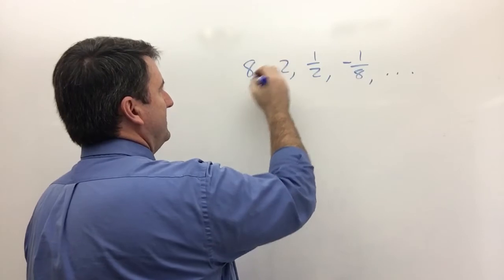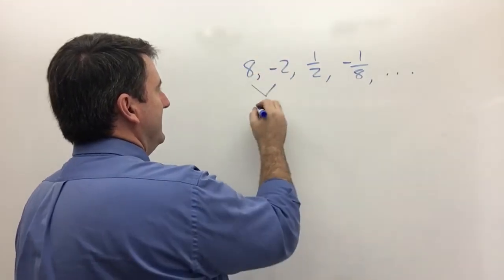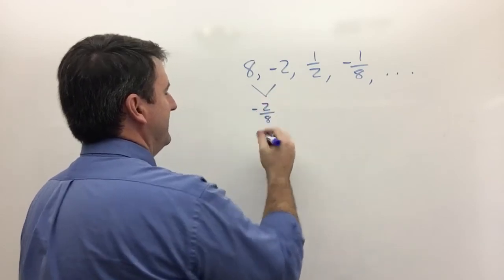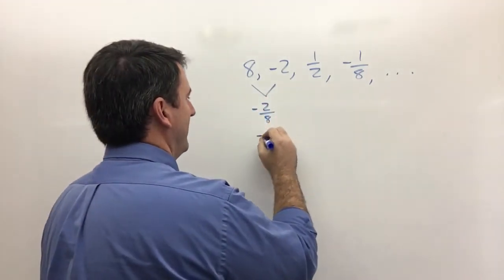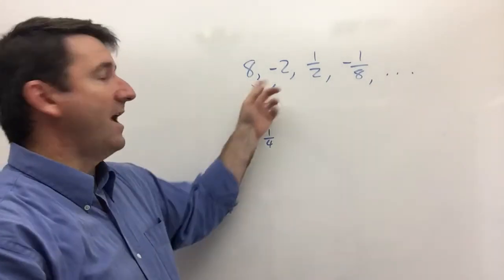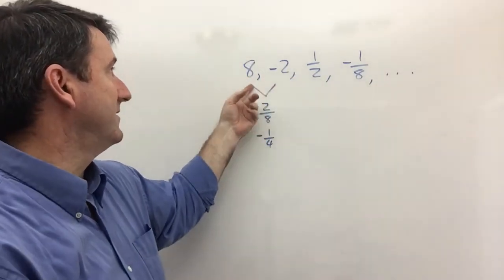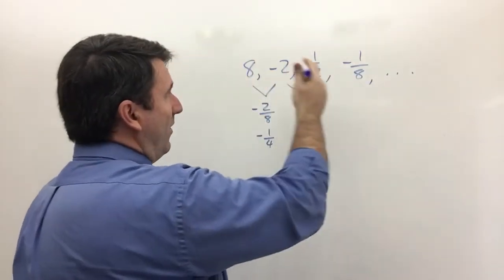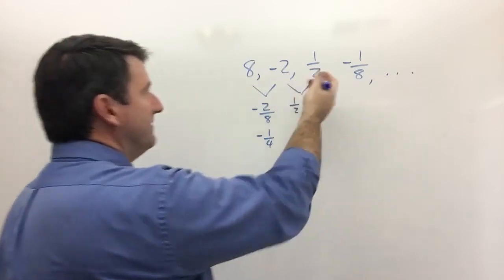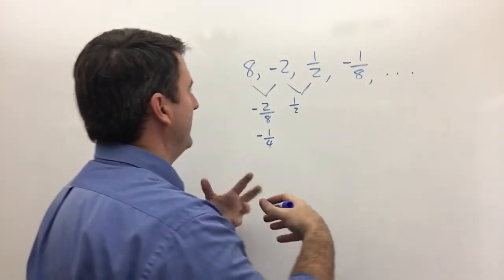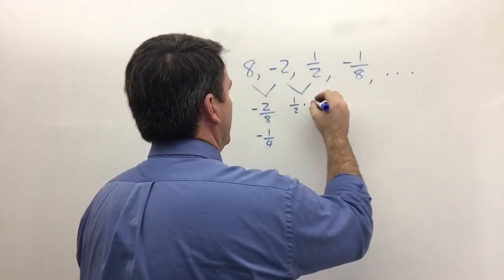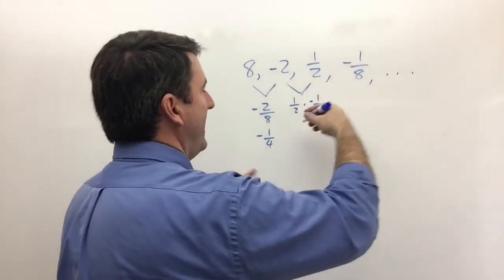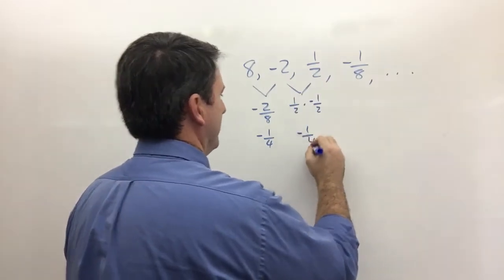So negative 2 divided by 8 is negative 2/8. That's the same as negative 1/4. So that's the ratio between this term and the following term. The ratio here is 1/2 divided by negative 2. Well, dividing by negative 2 is the same as multiplying by negative 1/2. So 1/2 times negative 1/2 is going to be negative 1/4.